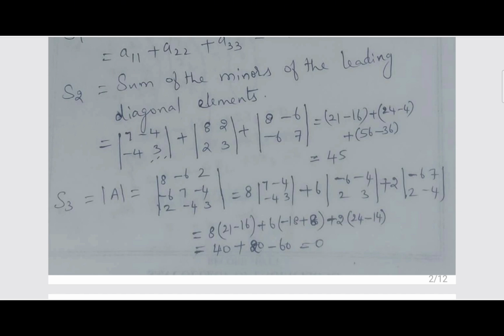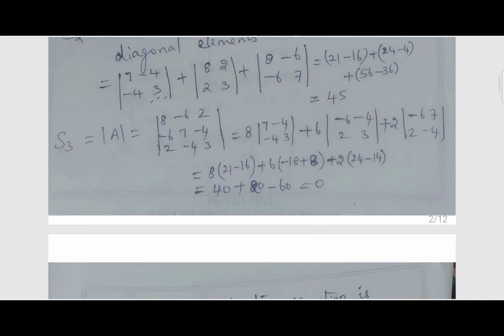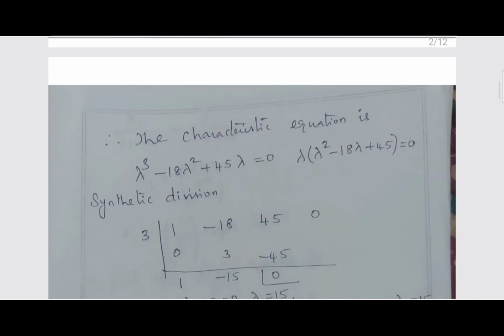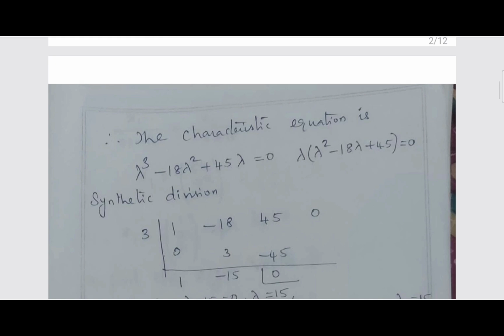So there is no constant in this problem while finding the characteristic equation. The characteristic equation is lambda cube minus 18 lambda square plus 45 lambda, and there is no constant term, which is equal to 0. Simply speaking, by taking lambda outside, you get one of the values of lambda equal to 0. The remaining part is a quadratic equation.